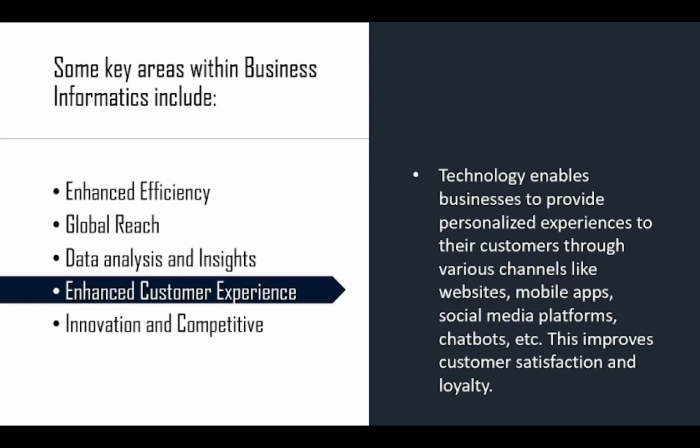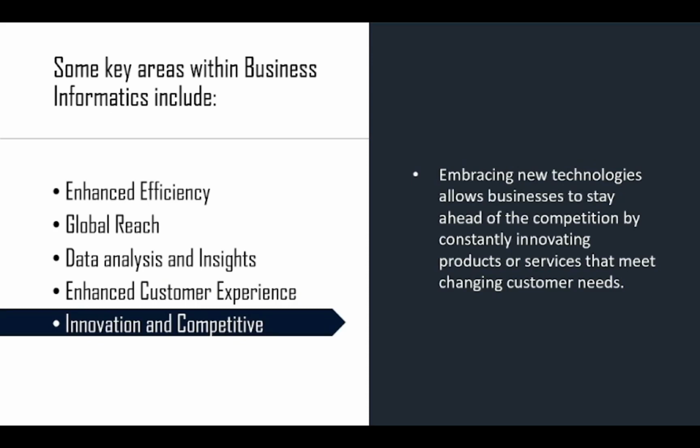So, enhanced customer experience. Technology enables businesses to provide a personalized experience to their customers through various channels like websites, mobile apps, social media platforms, and chatbots. This improves customer satisfaction and loyalty. Some businesses use websites, mobile apps, chatbots, etc. The purpose of this is that the customer can interact or communicate with the owner or staff of the business, so they can share their thoughts, reviews, or feedback about the product. With this feedback, businesses can use it as their basis to improve their products.